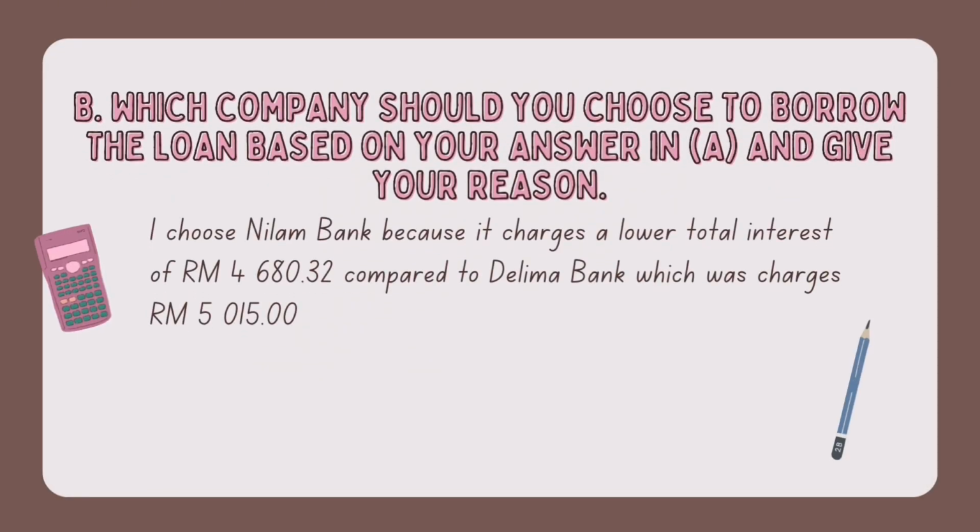So next question, B. Which company should you choose to borrow the loan based on your answer in A and give your reason? So we have calculated all the total interest for each bank. So the answer for question B is I choose Nilam Bank because it charged a lower total interest of 4,680 ringgit and 32 cents compared to the Delima Bank, which was charged 5,015 ringgit.